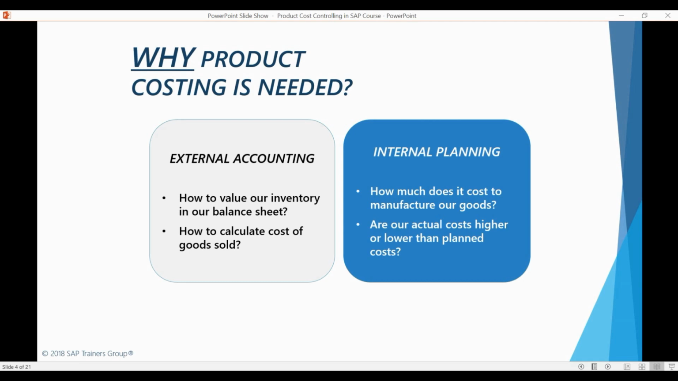From the external perspective, product costing is needed to define how our stocks are valuated in our balance sheet and in financial postings. From the internal planning perspective, product costing helps us to understand how much it actually costs to manufacture our products. Product costing allows us to compare the planned or budgeted cost to the actual production costs and helps us to make various manufacturing and pricing-related decisions.